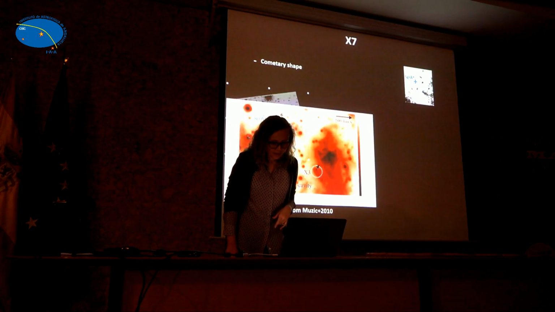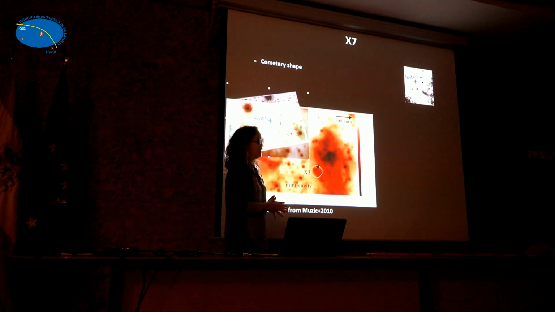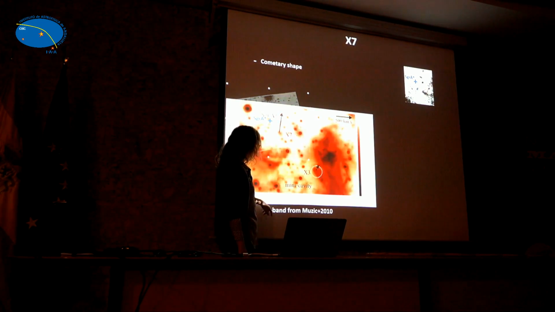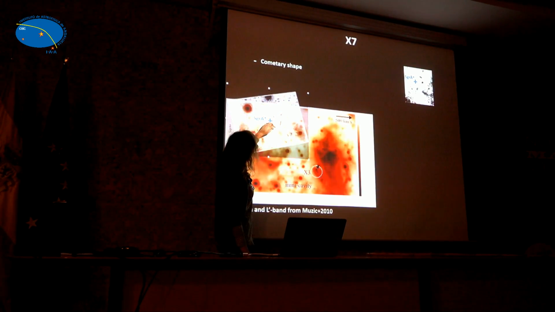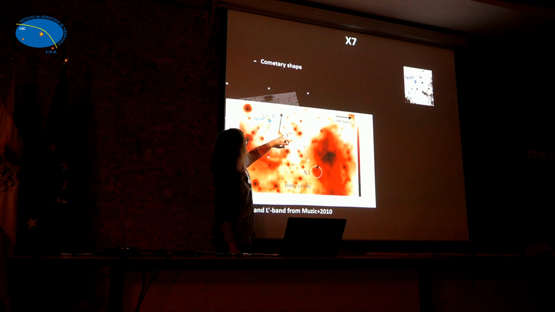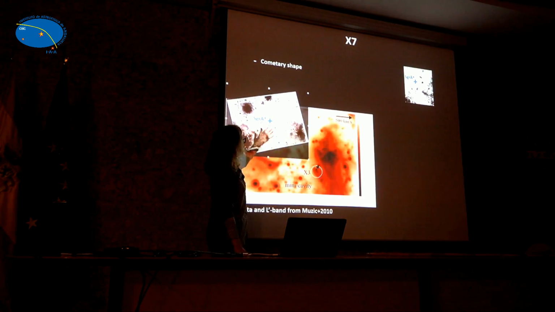So, just a few more words about X7. This is another paper that talks about X7, where they use the L-band images in Muzic et al. 2010. And you can really beautifully see in this L image that this feature X7 has what looks like a cometary shape and looks like there is a bow shock. So that's a very interesting feature.